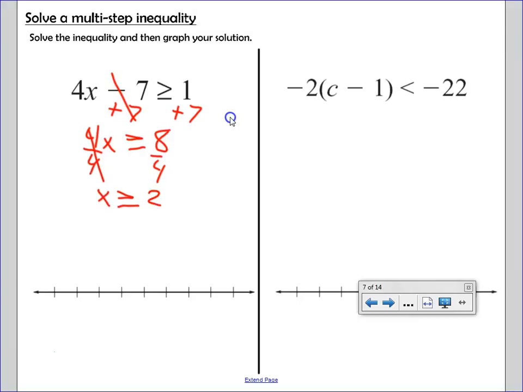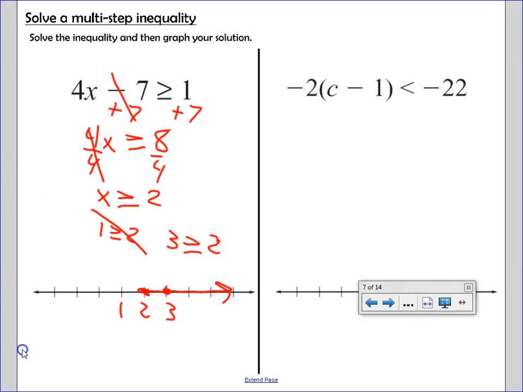So x is greater than or equal to 2. So my number line, I'll put some points on, 1, 2, and 3. I know x can be equal to 2. I just need a test. Is 1 greater than or equal to 2? No. Is 3 greater than or equal to 2? Yes. So 3 is where the solutions are. Draw my arrow there. Okay, why don't you try the next example, pause it, start it up again when you're ready.